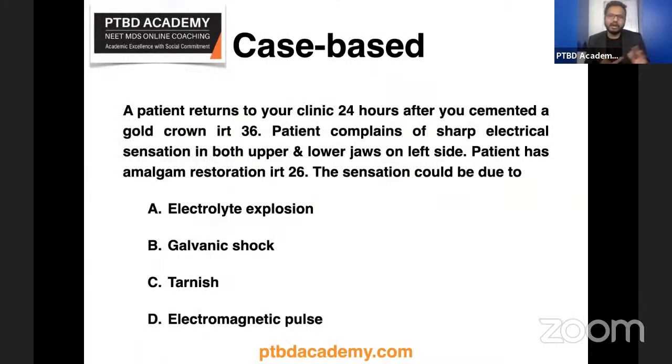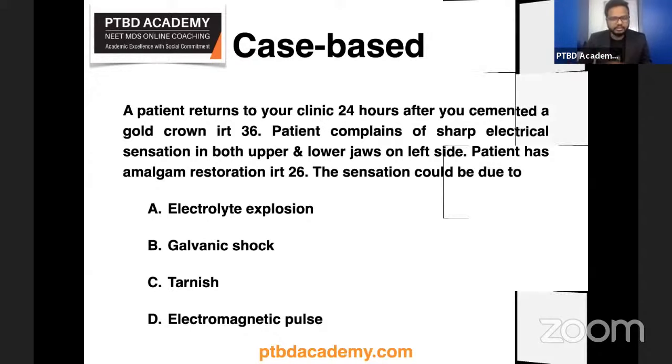So let's start with our quick revision class, endodontics. But before that, as I said, we'll start with the previous session's case-based question. A patient returns to your clinic 24 hours after you cemented a gold crown in relation to 3-6. The patient complains of a sharp electrical sensation in both upper and lower jaws on the left side. The patient has an amalgam restoration in relation to 2-6. So this sharp electrical sensation which the patient is feeling could be due to, as most of you rightly answered yesterday, galvanic shock.